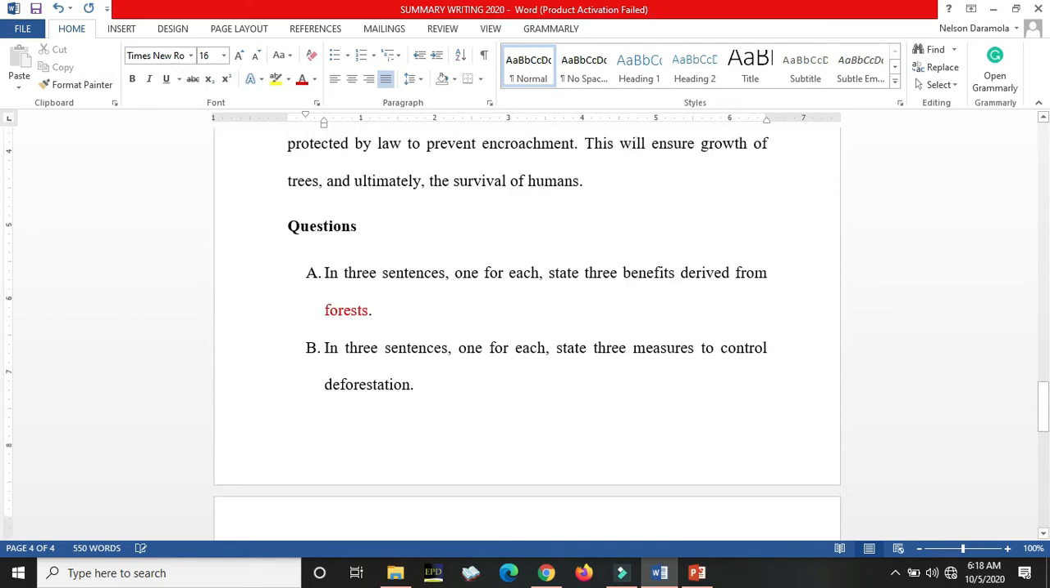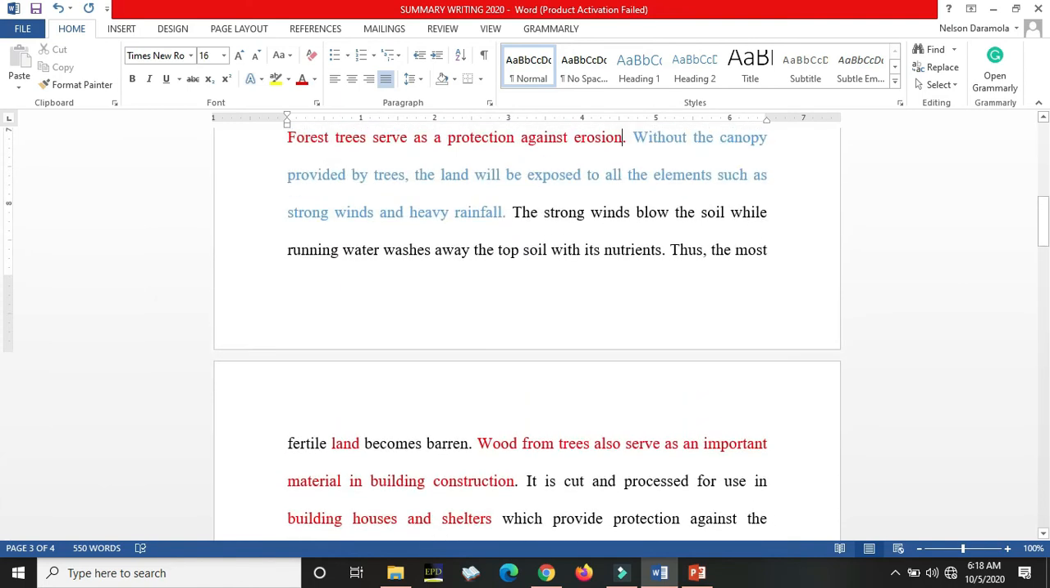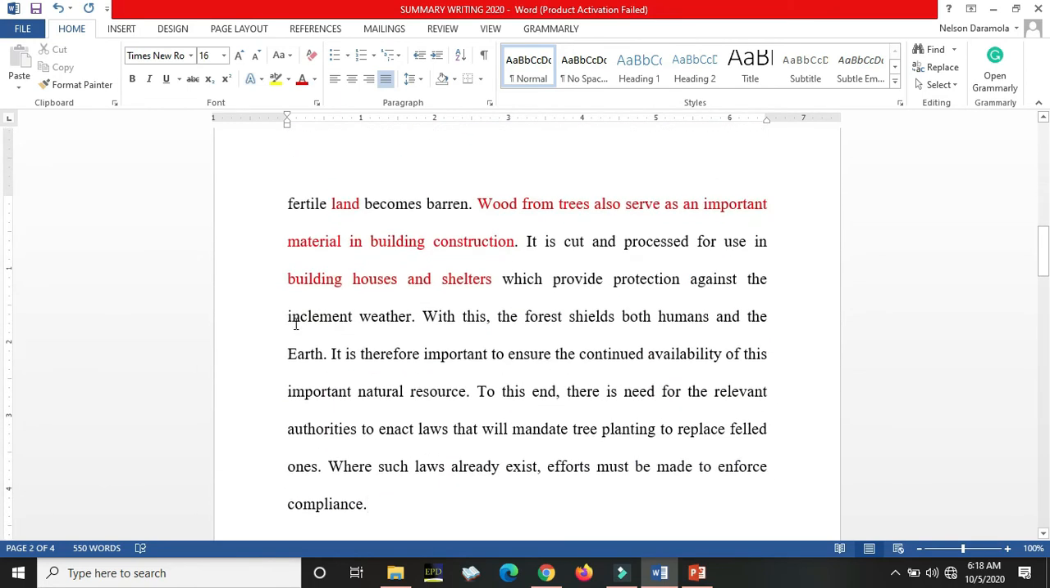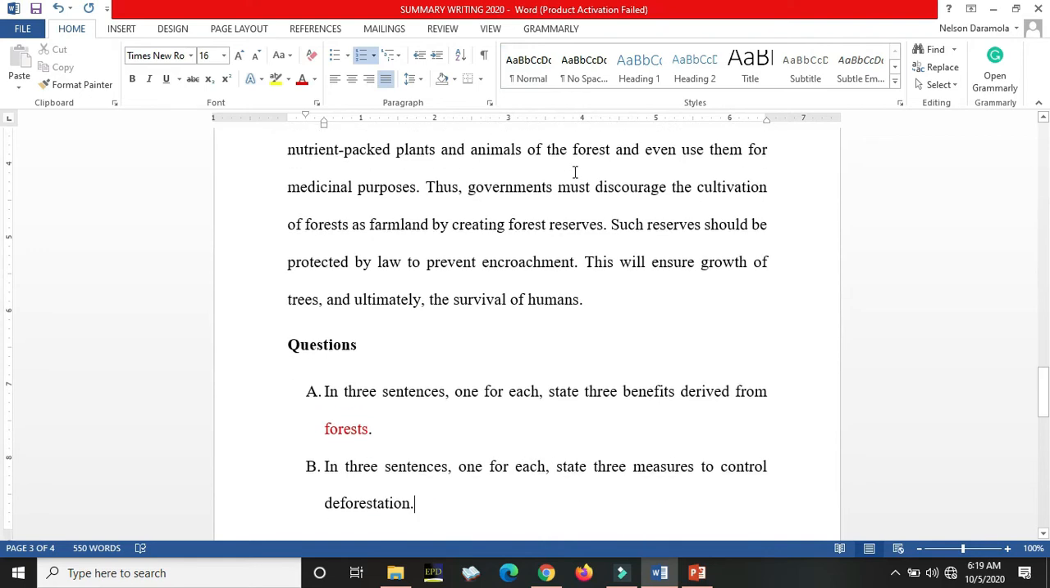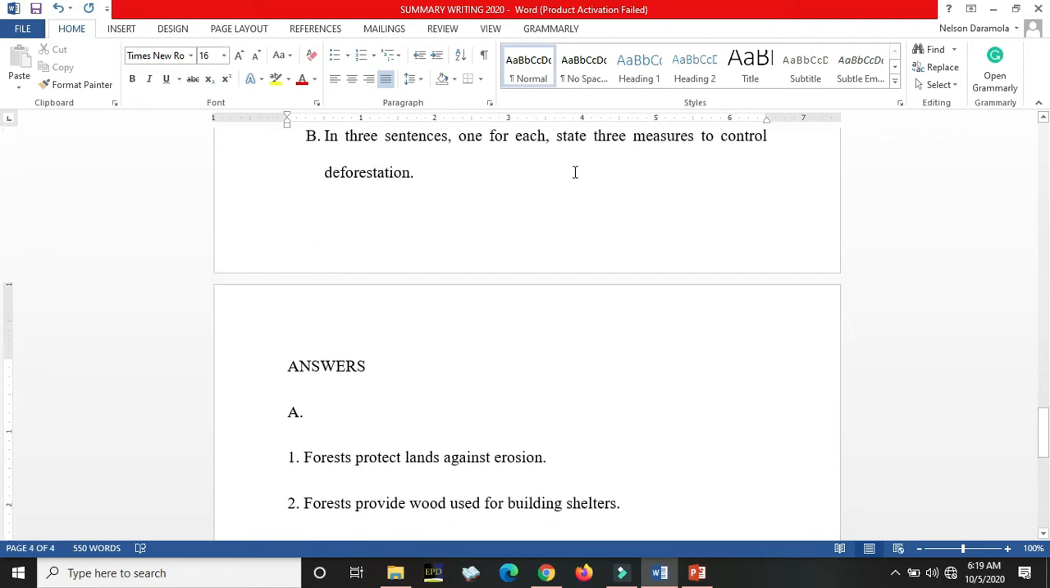Okay, that's very easy. Now let's go back to it. Let's see if we have answered that correctly. All right, now wood from forest also serve as, that means wood from trees. And these trees are from the forest, so forest provide the wood. Okay, forest is providing the wood. You don't lift it like this: wood from forest also serve as an important material in building. That will be very wrong, because what you have done is lifted mindlessly, copied and pasted, and you score 0 for that.